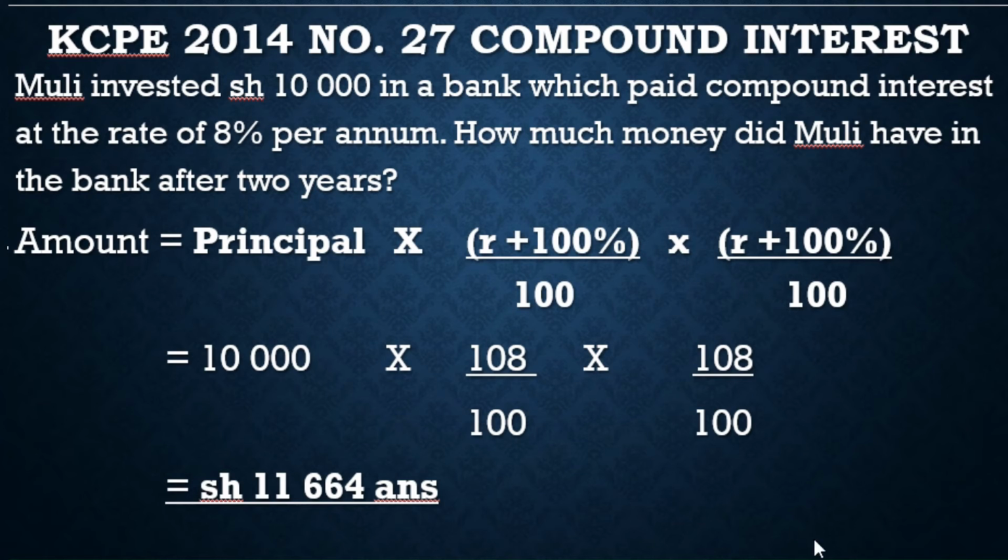So what you do in such a formula, you get the rate for the first year, which was 8%, add 100 to that rate, it becomes 108. Then you put over 100. For the second year, you get the rate again, add 100 to that rate, it becomes 108. Then you put over 100. Then you multiply that principal times the first year and the second year. And then when you cancel all this and multiply, you get 11,664 as the answer.